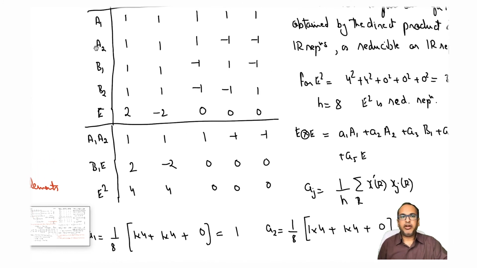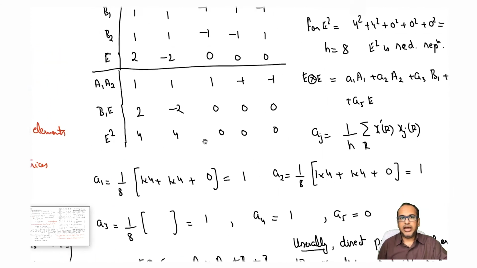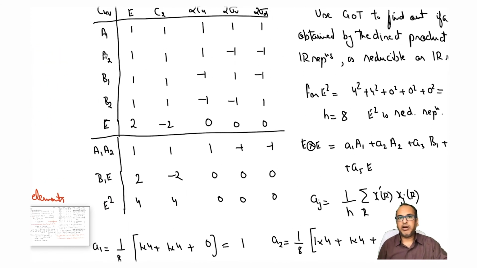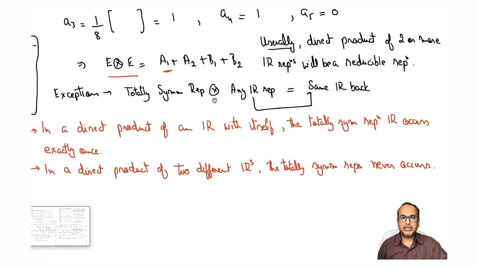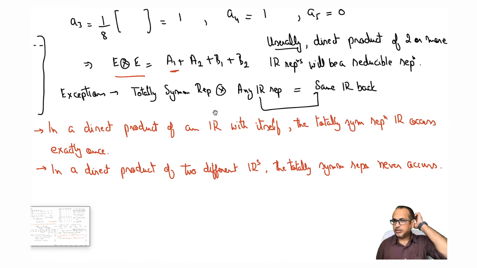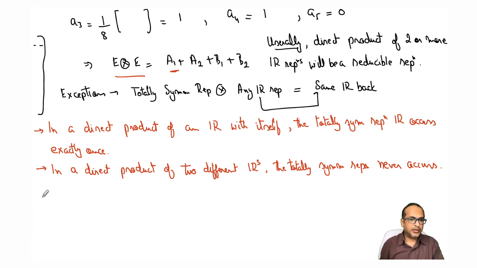So similarly, if we do A2 into B1 or A2 into B2 or A2 into E or B1E or B2E, in any of these direct products, A1 will never come. That's what it says. And if we do self product, A1 will come, and it will come exactly once, right? So this is what it says, that in a direct product of two different IRs, the totally symmetric representation never occurs. So let's try to prove it.